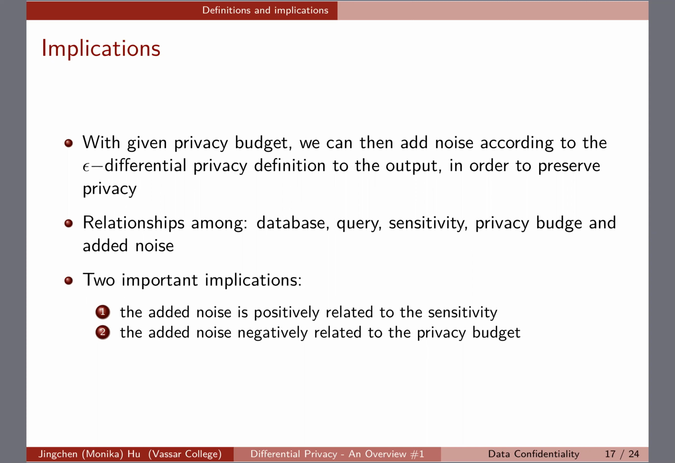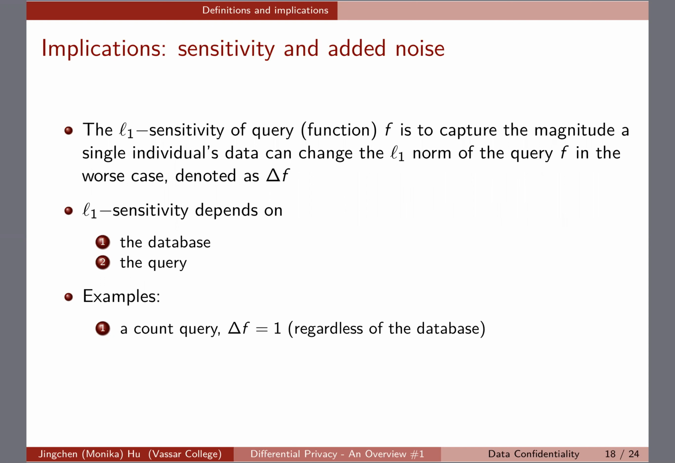Here, the added noise is positively related to sensitivity, meaning that if you have a larger L1 sensitivity, you have to add more noise. Okay, that's what it means. And the second is that the added noise is negatively related to the privacy budget. That means that if I have a lower privacy budget, I have to add more noise. If I have a higher privacy budget, I have to add less noise. Okay, so let's go into the details of each of the two to make sure that makes sense, okay?